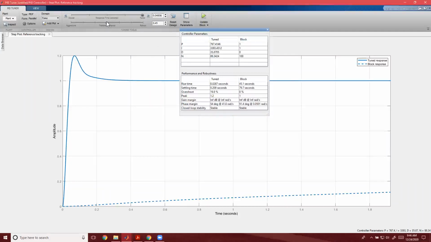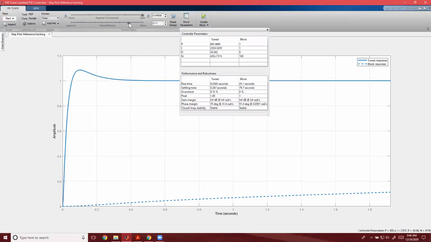So for example, if I make it more robust, look, my P value, my I value, and D value are changing accordingly. Okay, so you don't need to manually keep changing the values of KP, KI, and KD. You can just come to this window and select what type of response you want by looking at the rise time, the settling time, the overshoot.